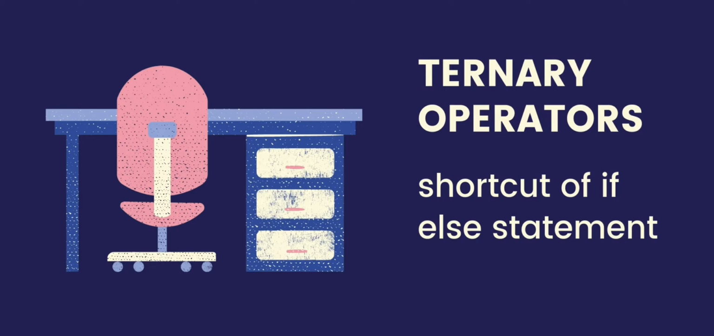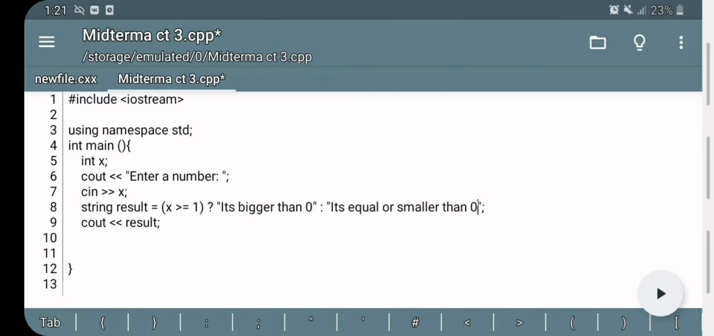Ternary operators. Ternary operators are a shortcut of the if-else statement. As we can see in this example, we first write the word string result, then inside the parentheses, we write the condition, which in this case is x is greater than or equal to 1. We then separate the condition with the question mark. After the question mark, we write the action to be done if the variable meets the condition, and then the action to be done if the variable does not meet the condition.